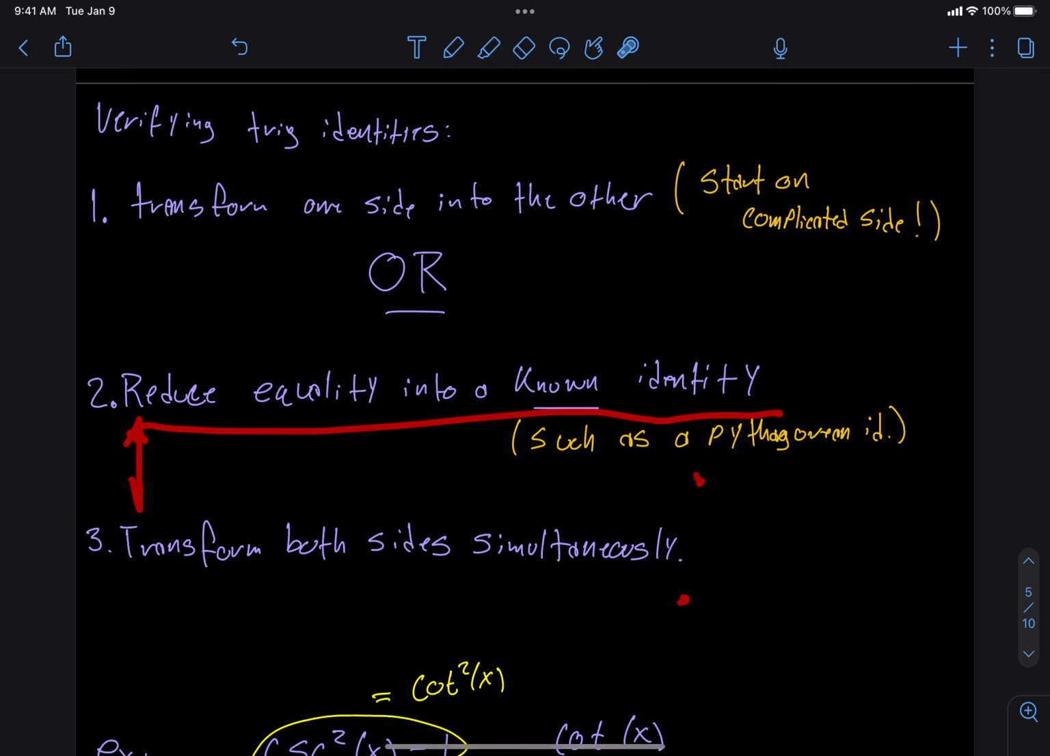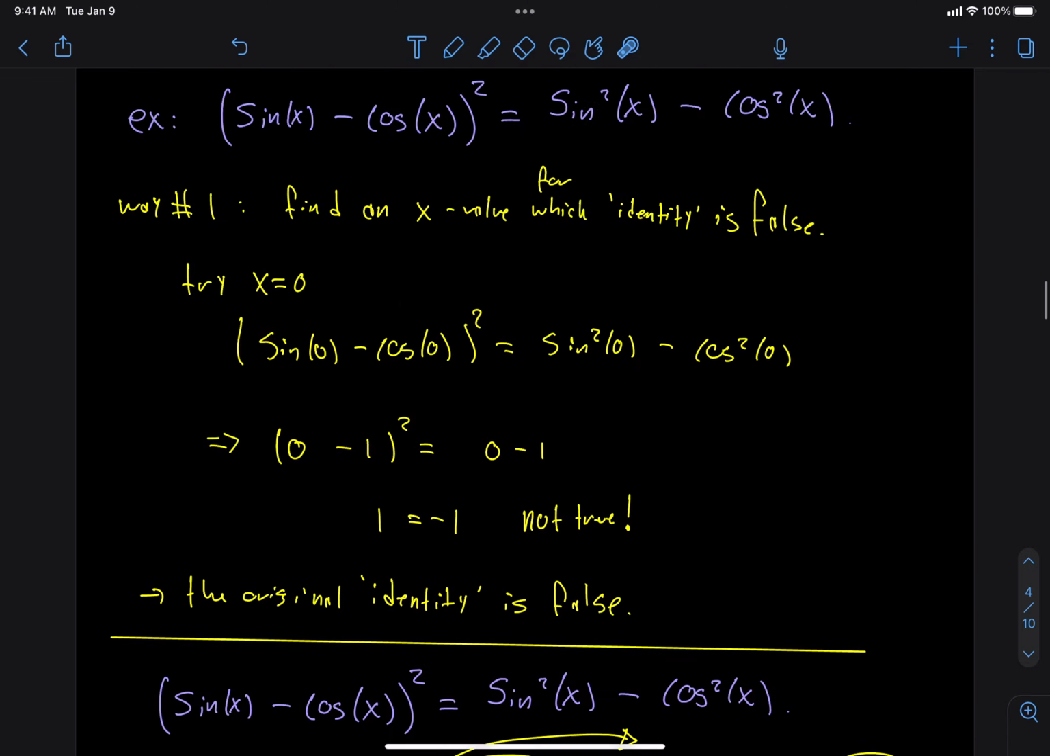Or maybe at the end you get something like sine of x is equal to sine of x, something like this which you know to be true. So you have to reduce the entire thing into something that you know is true. So let's see.